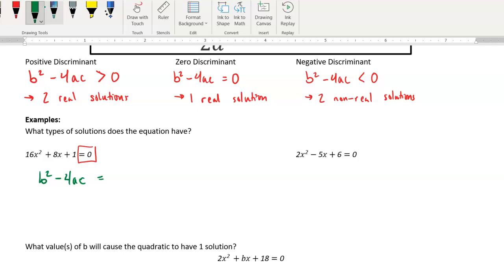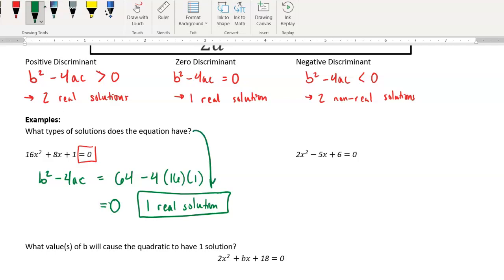So in this case, b is 8. So 8 squared is 64. That'll be minus 4 times my a value, which is 16, times my c value, which is 1. And what I would do is I would just type all of this in your calculator all at once. And when you do that, you would get exactly 0 as your answer, which means there is one real solution.